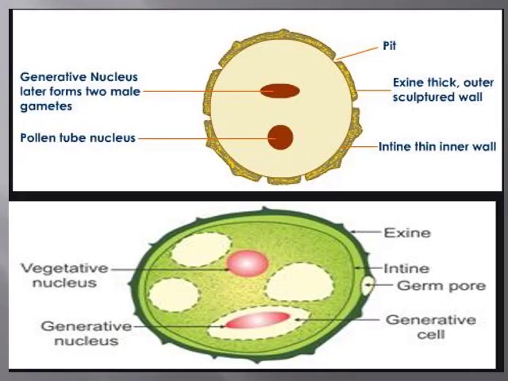In this diagram you can see the structure of the pollen grain. It has a generative nucleus, which later forms the two male gametes, and a pollen tube nucleus. The outer wall is called the exine, which is a thick, outer, sculptured wall. The inner thin wall is known as the intine. So exine and intine are the two walls of the pollen grain. It also contains the germ pore, generative cell, generative nucleus and the vegetative nucleus.